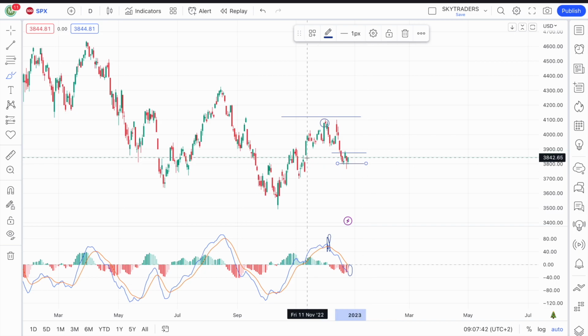Why? Because it's also another support. You can call it a support level or local support. You can call it a liquidity void, possible liquidity void area.